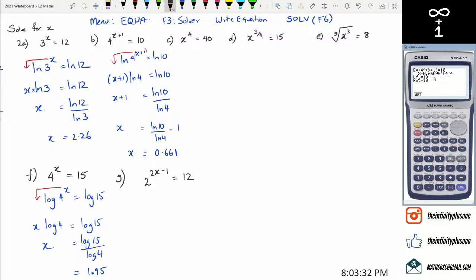So I'll give you guys another 30 seconds to try question G. And try how I did it in question 2B. Have a go, and then we'll go through the answers. For equal sign, it's shift and decimal point.